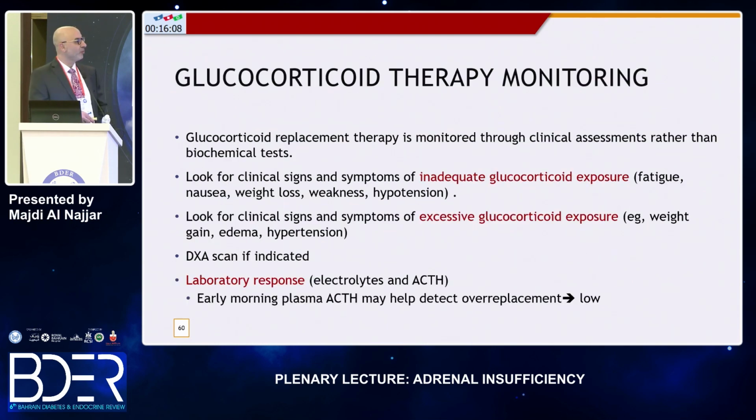And usually how we follow them is clinical assessment rather than laboratory. For insufficiency, we look for fatigue, tiredness, and weakness. And then for excess use, we look for hypertension, edema, obesity. And then don't forget bone issues here in patients who are taking steroids, DEXA scan if indicated. And then sometimes we measure ACTH. If ACTH comes back low, then it means we are over-replacing them and we have to cut down the dose.